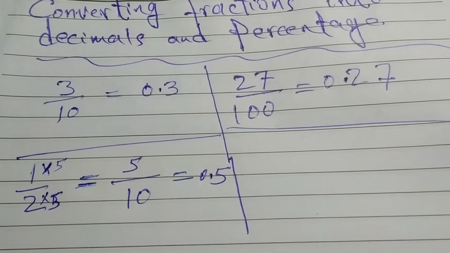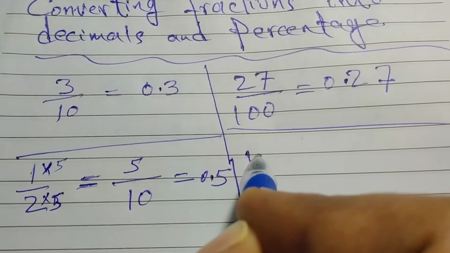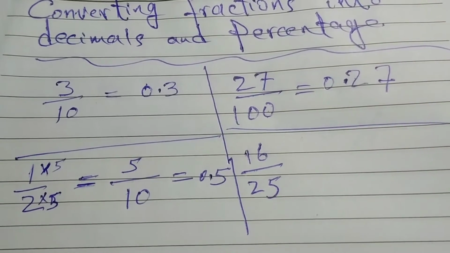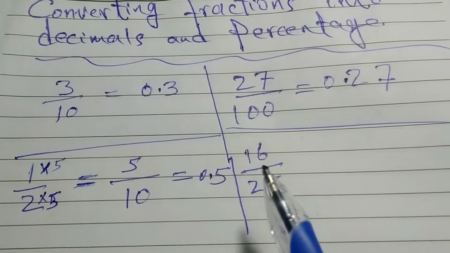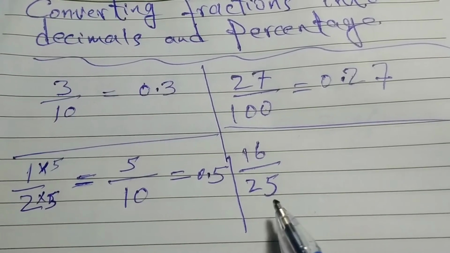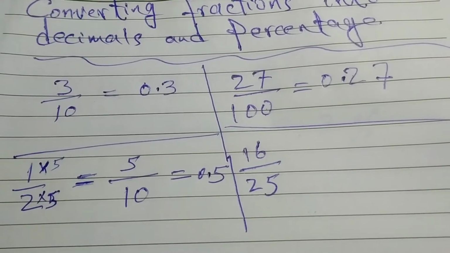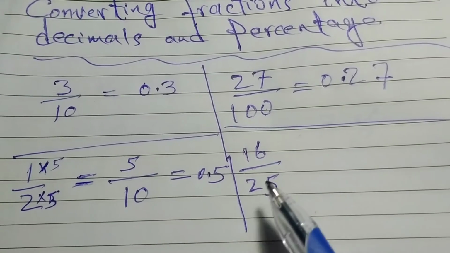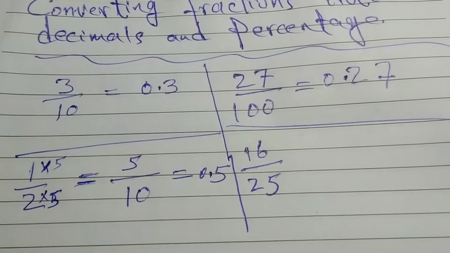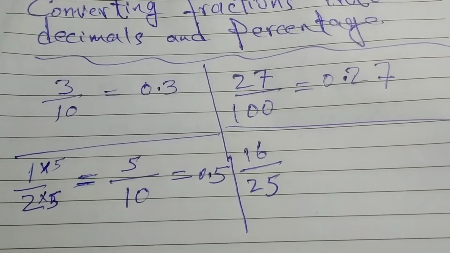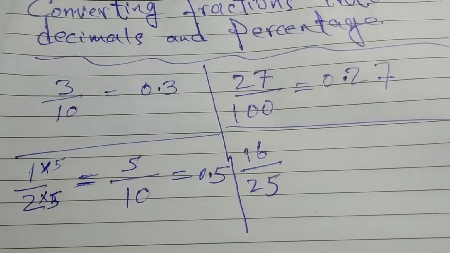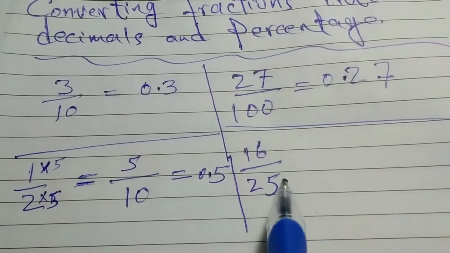Let's see one more example. We have a number, for example, 16/25. Again we will try to convert the denominator into 10, 100 or 1000. Look, 25 is bigger than 10, so we cannot convert into 10. So what will we do? We will try to convert into 100. So 25 multiplied by what equals 100? We know 25 times 4 equals 100. So we will multiply this fraction up and down by 4.